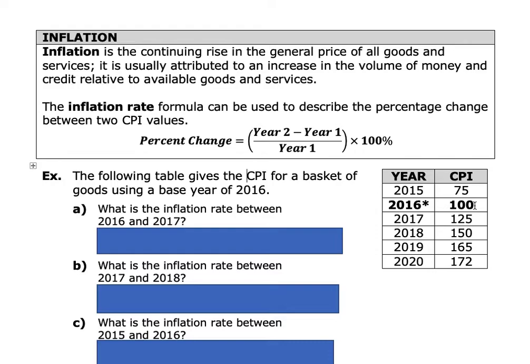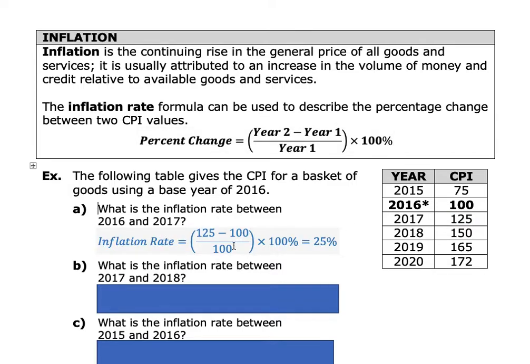So in 2016, it was 100. In 2017, 125. Now, you can interpret this as a 25% increase by just looking at this base year to this year. That's because this entire table is all relative to the year 2016. Using our formula, we would have 125 minus 100 divided by 100.